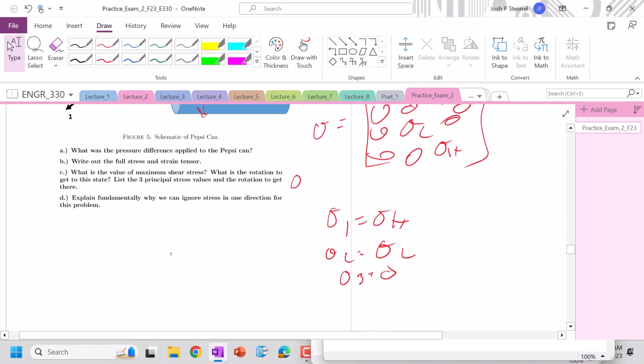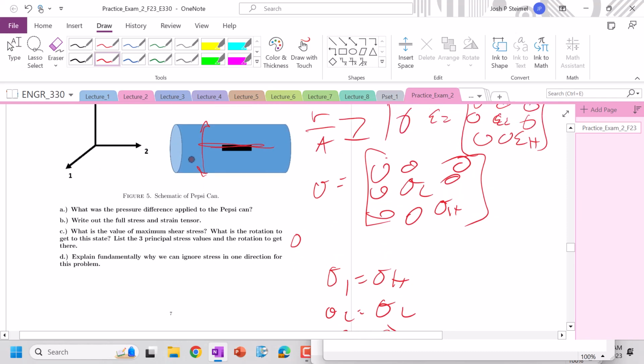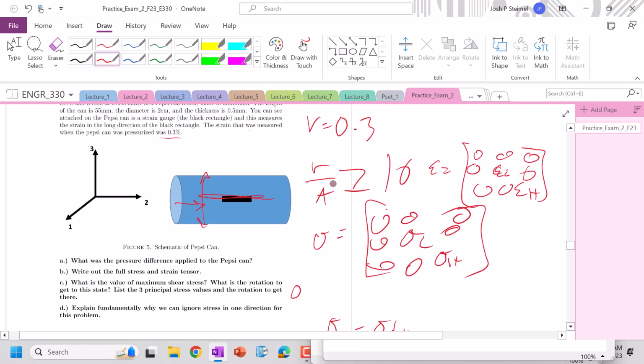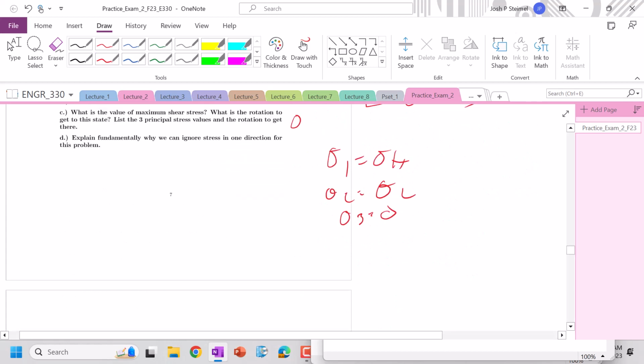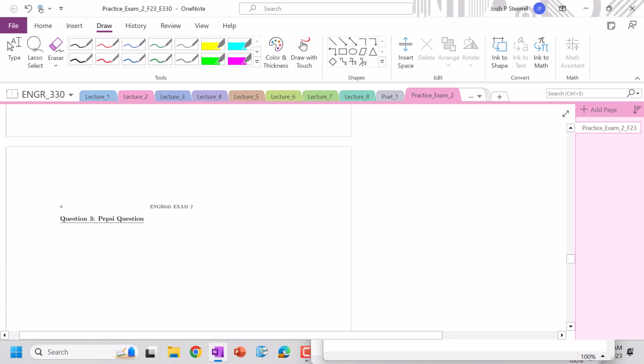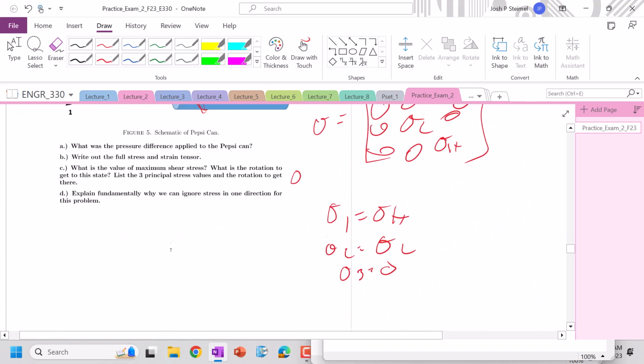Explain fundamentally why we can ignore stress in one direction for this problem. We could ignore the through thickness because we're assuming that the radius is much larger than the thickness, so we can treat it effectively like a surface. So that's the key idea there. So there we go, that's what we've got. We are ready to go. Fantastic. Good problem.